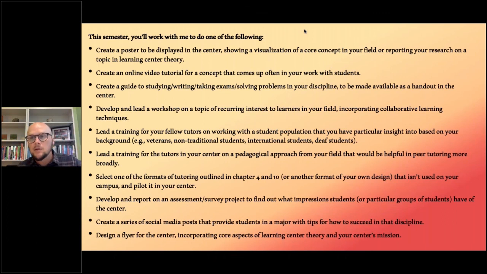Another great way to use your returning tutors in trainings is to have them serve as leaders of breakout groups, sort of guiding the discussions that are happening among perhaps more reticent, newer tutors.